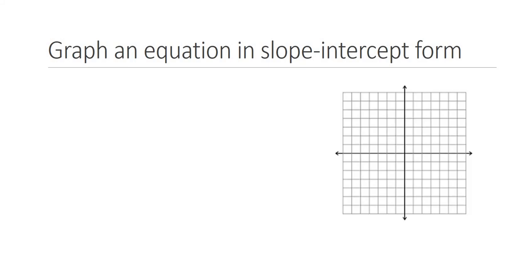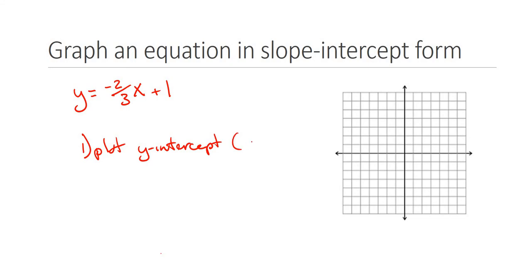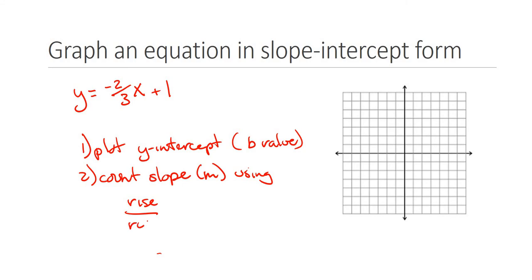So, graphing an equation. We've already done this quite a bit, but we're going to do one more just to go over it. If you are given an equation already in y-intercept form and you want to graph it, all we have to do is take a look at it. Y equals -2/3 x plus 1. Remember we said that first we're going to plot the y-intercept, which is our b value. Then we're going to count our slope, which is m, by using rise over run.